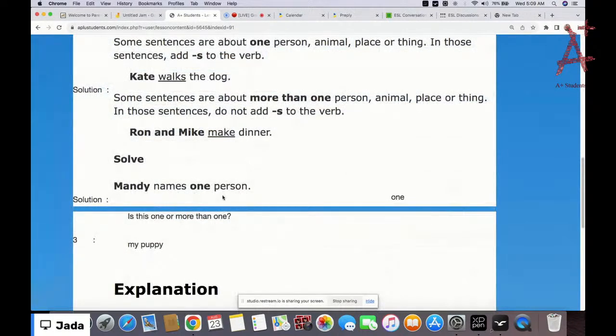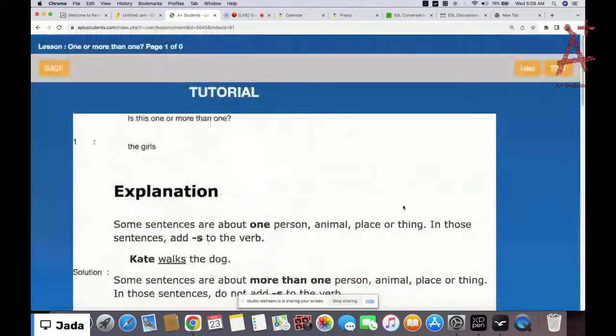This test is going to ask you how many does it name. So when you read the question, you can figure out how many it names. The next one says, is this one or more than one? It says my puppy. It didn't say puppies. If it says puppies, you know that it's more than one, but it says my puppy. So it's naming one, and that is singular.